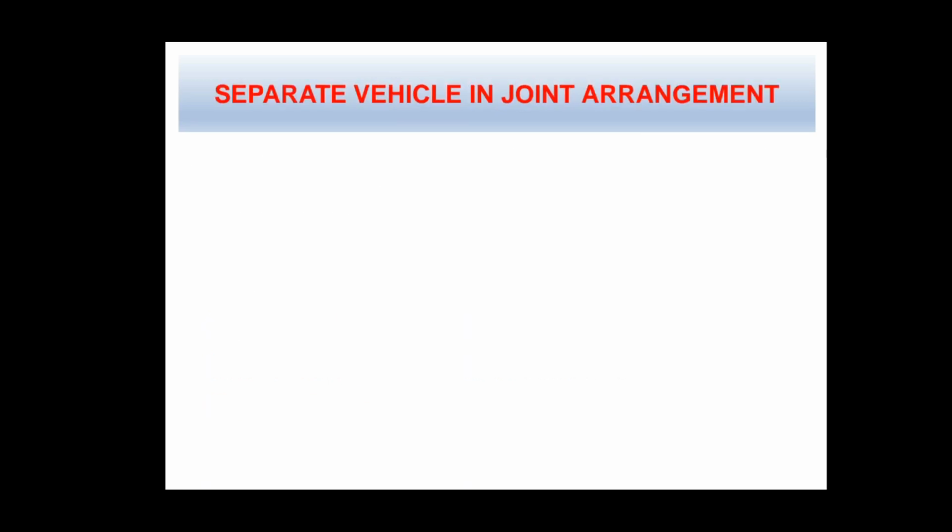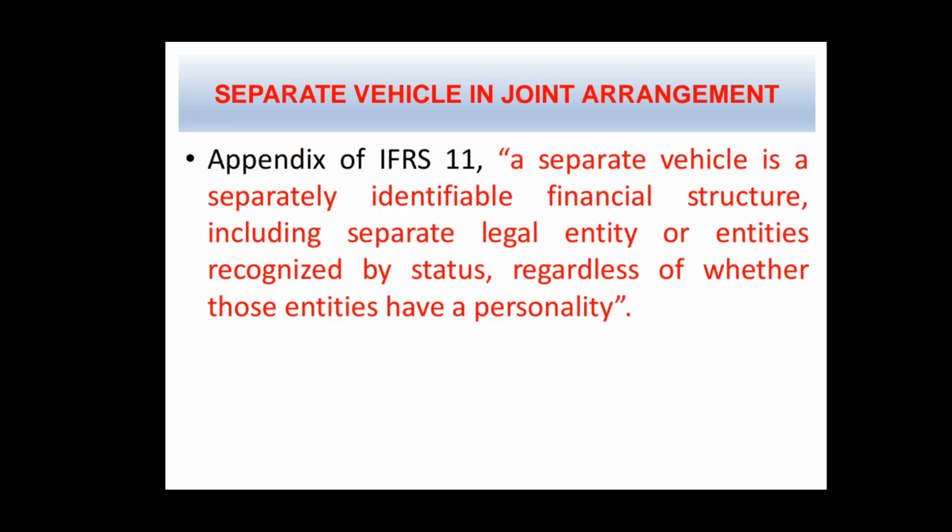Now, what is a separate vehicle? According to the appendix of IFRS 11, a separate vehicle is a separately identifiable financial structure, including separate legal entities or entities recognized by statute, regardless of whether those entities have a legal personality.